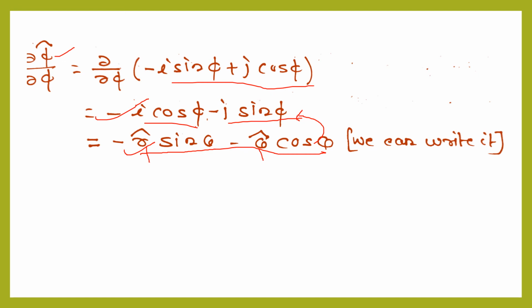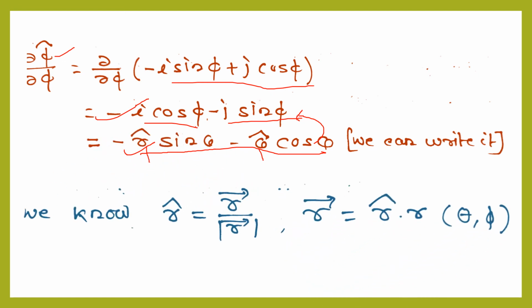Now come to the point: the position vector of the particle P in the spherical coordinate system can be expressed in this form. So r cap is equal to r vector by the mod of r vector. So we can write r vector is equal to r cap times r, where r is a function of theta and phi. This value is very important. That means we have to convert the del operator in the form of theta and phi.